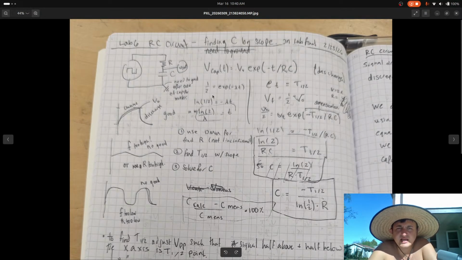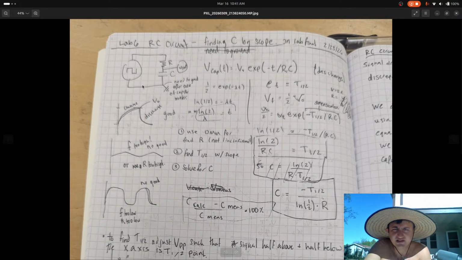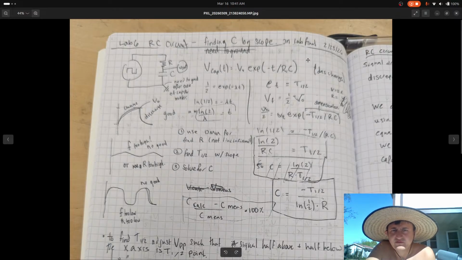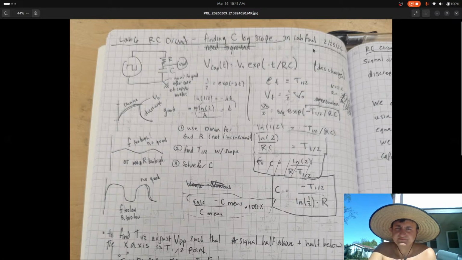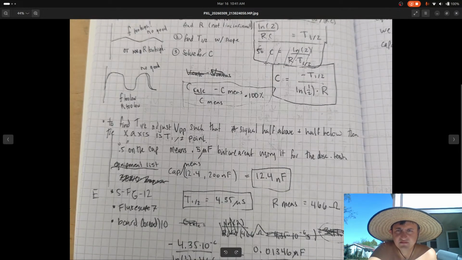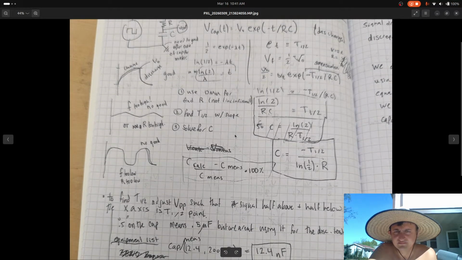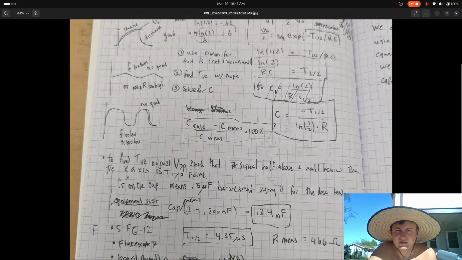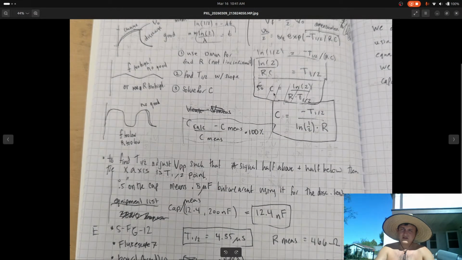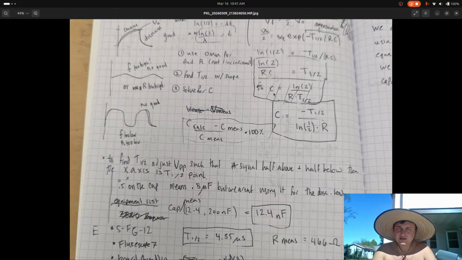All right, finding capacitance. Okay, we drove an RC circuit with a square signal. This is on the lab final. Okay, so he's probably going to ask you, find the T1 half and then find the capacitance. So you're not given the capacitance. Maybe you're given the resistor value.